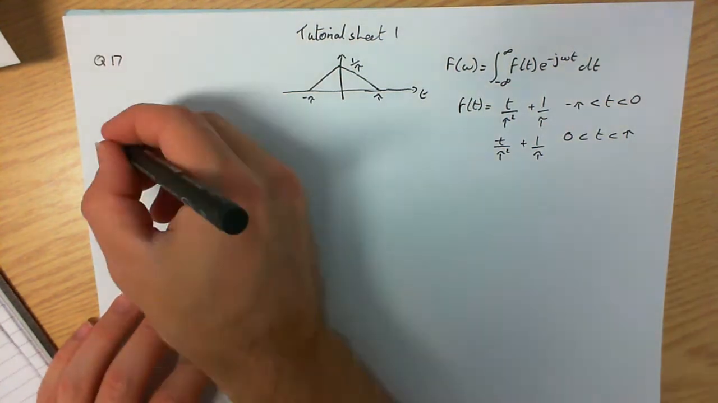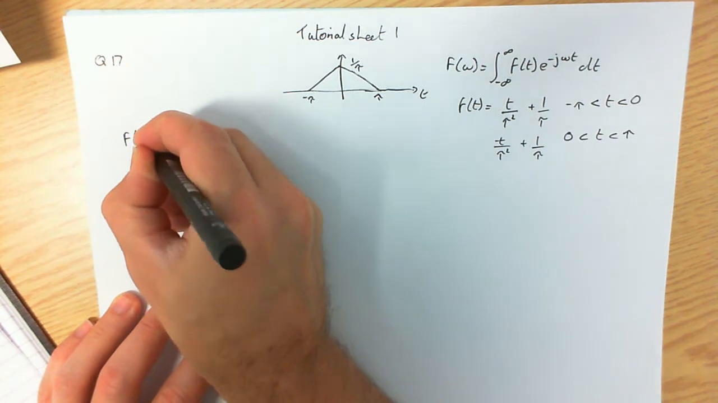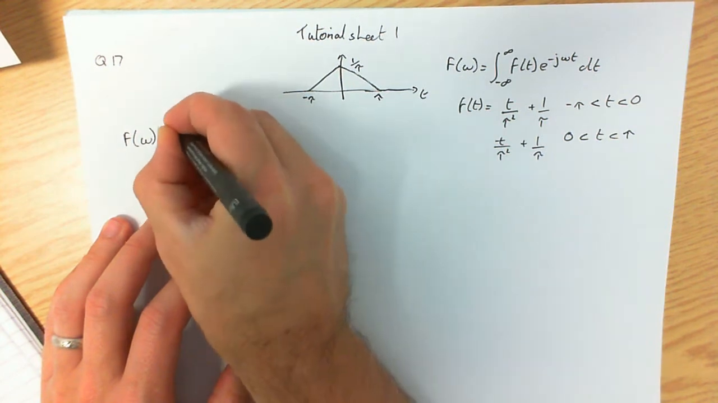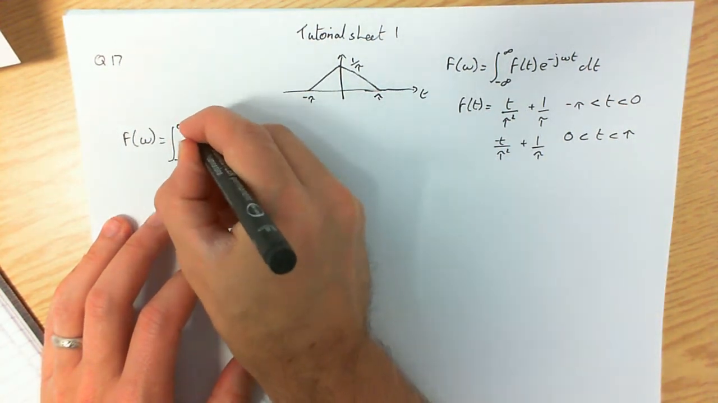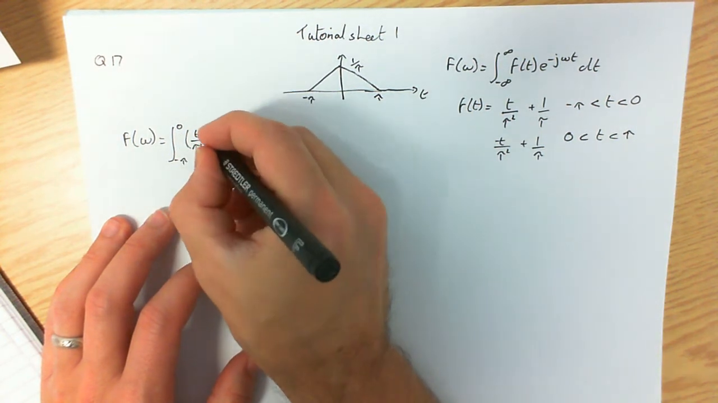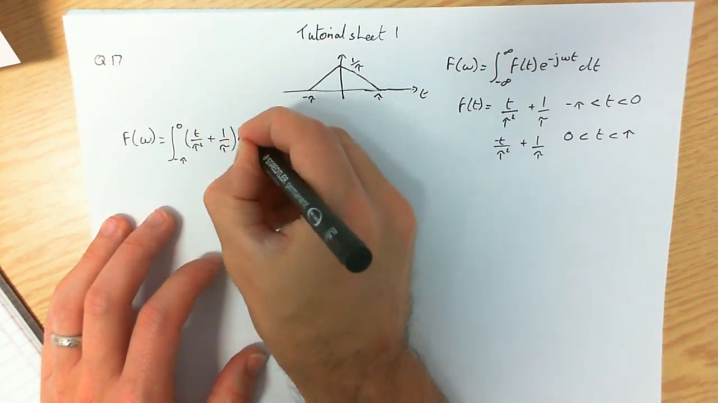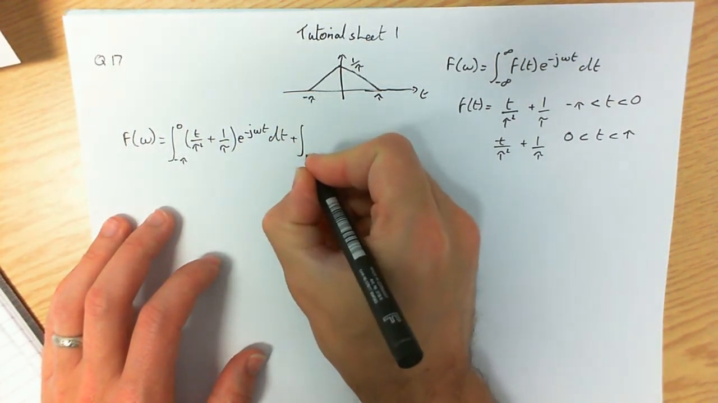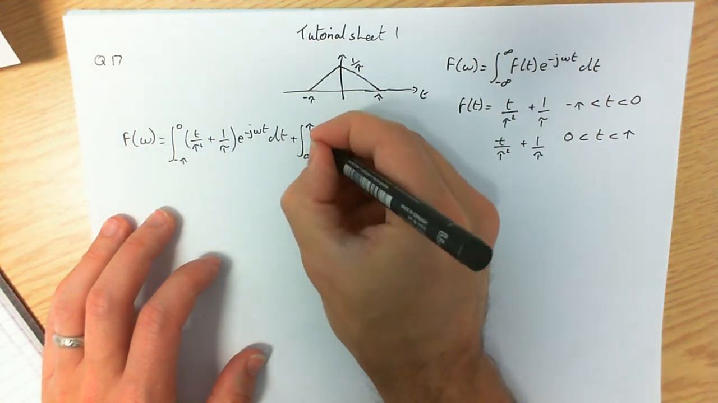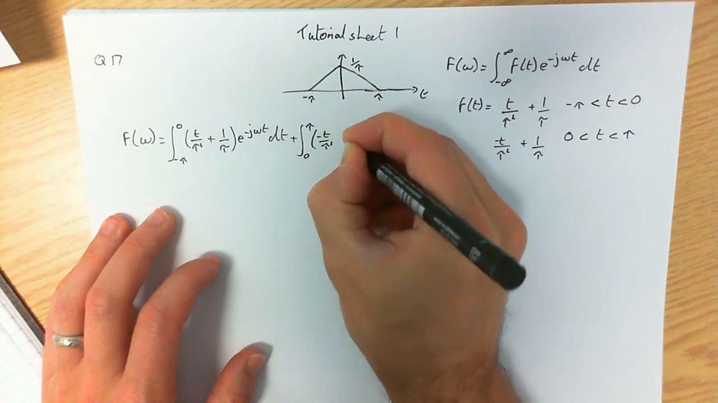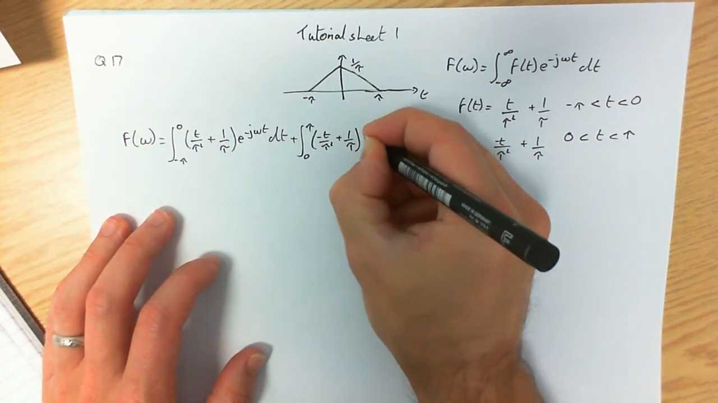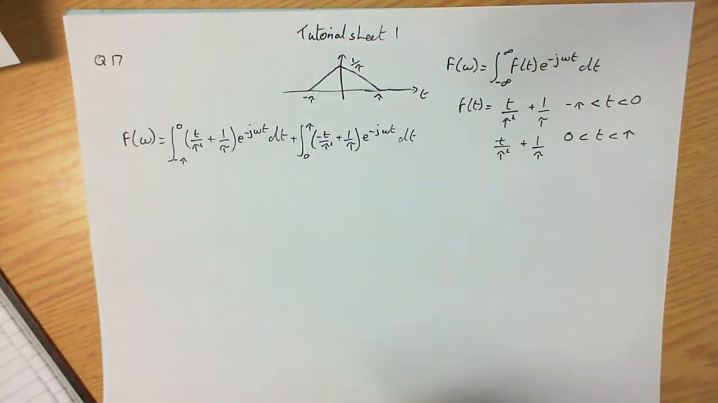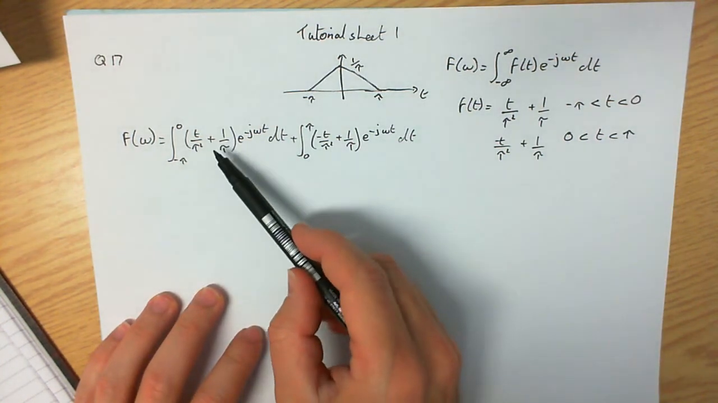So now we can write the Fourier transform F of omega. If we write it out in its complete form, we have the integral from minus tau to 0 of t over tau squared plus 1 over tau, e to the minus j omega t dt, plus the integral from 0 to tau of minus t over tau squared plus 1 over tau, e to the minus j omega t dt.